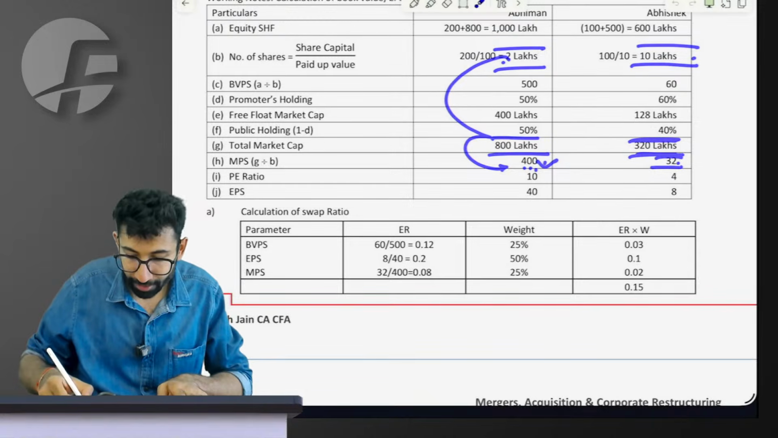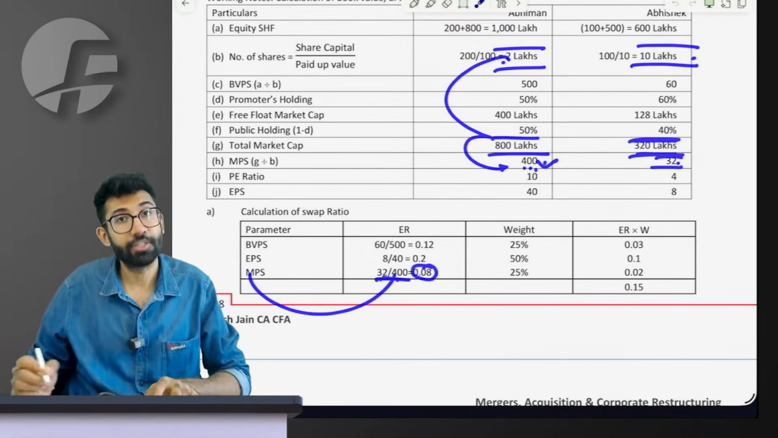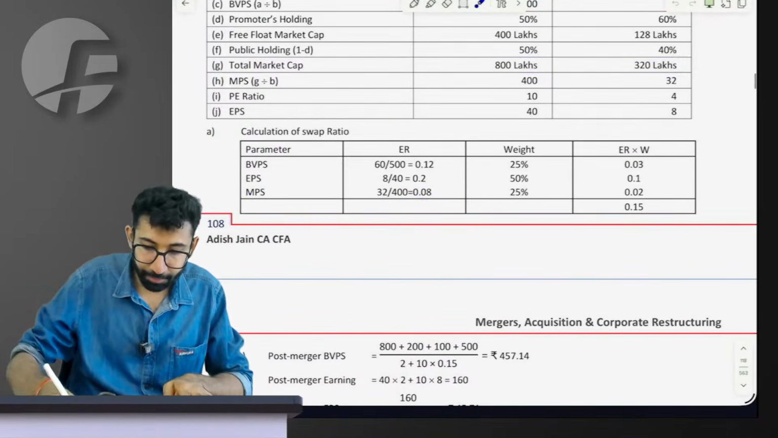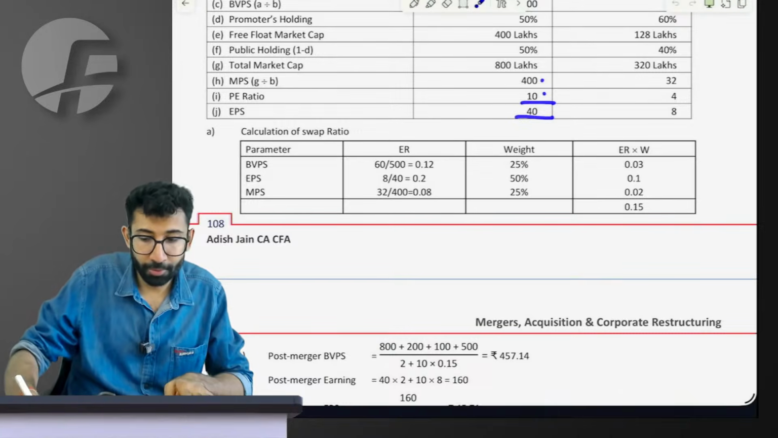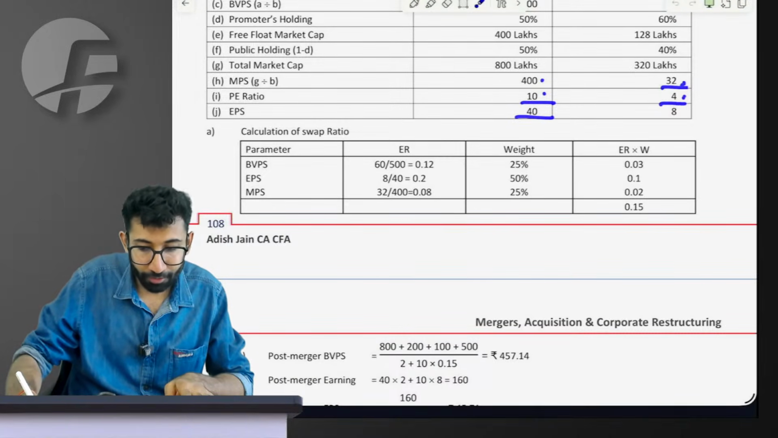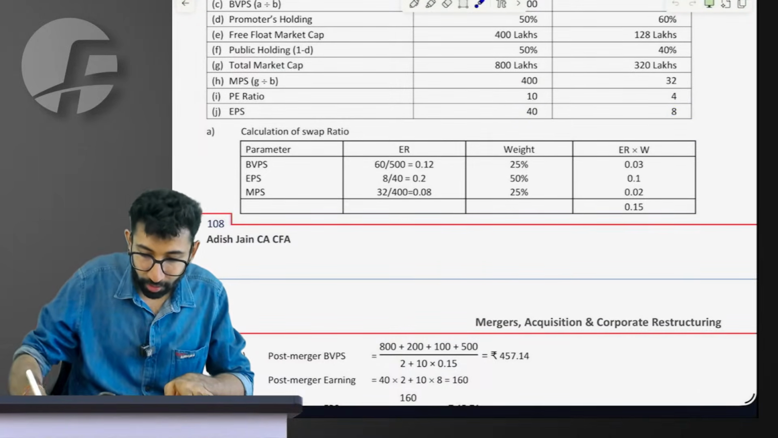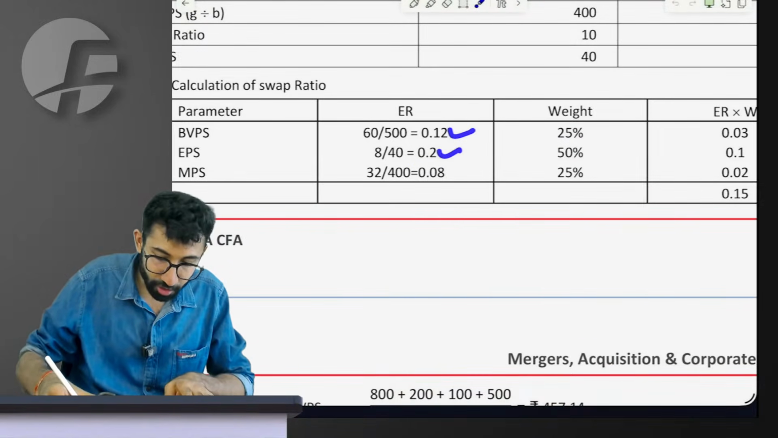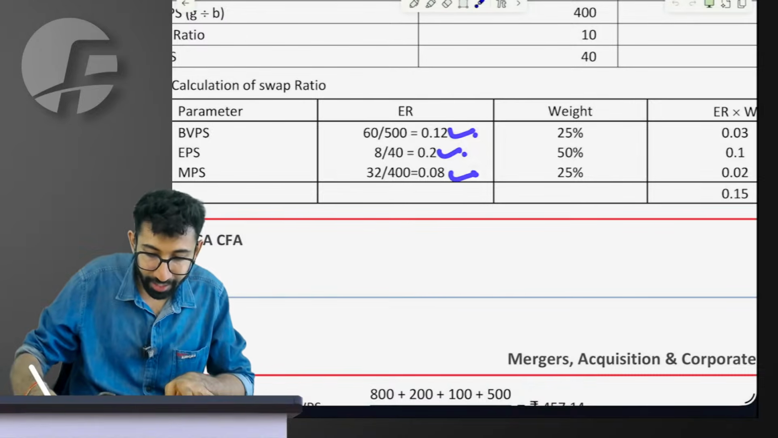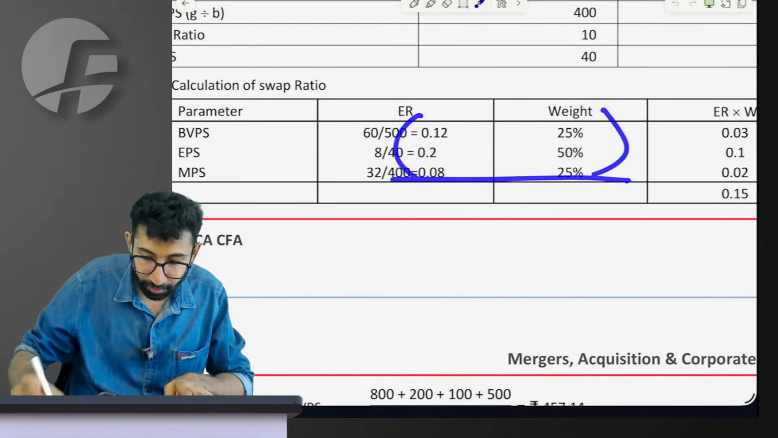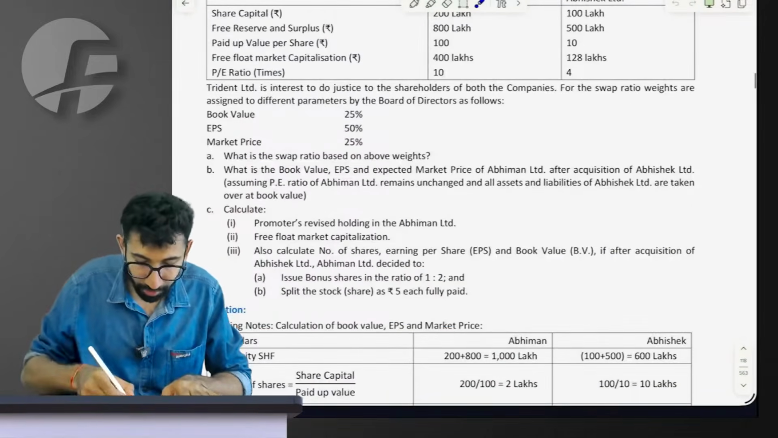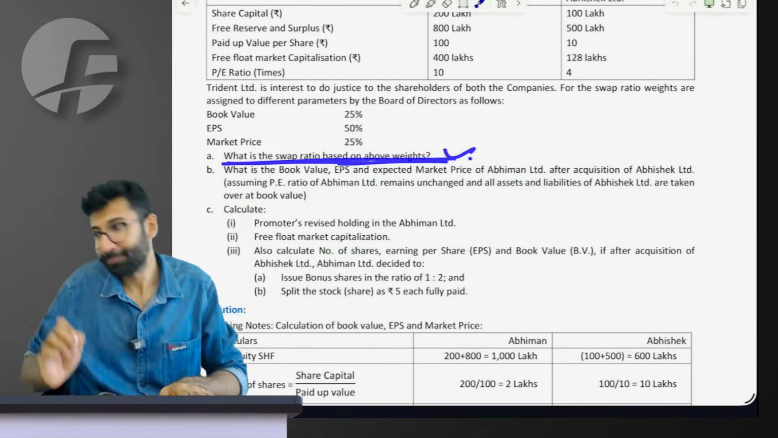So 32 divided by 400 is going to be the exchange ratio based on market price, which is 0.08. And if you have the market price and the P/E ratio, for example, 400 divided by the P/E ratio gives me 40 rupees of EPS, and 32 MPS divided by PE of 4 gives me 8 of EPS. So 8 divided by 40 gives me 0.2 as the exchange ratio. So I have the exchange ratio based on different parameters, and with weights, ratio into weight, the weighted average of 0.15 is the final exchange ratio to be considered based on the above weights.